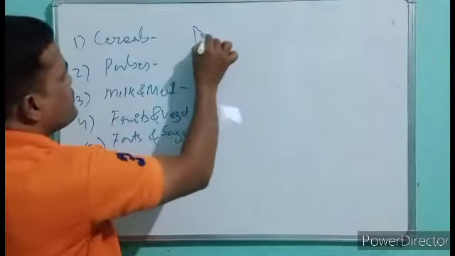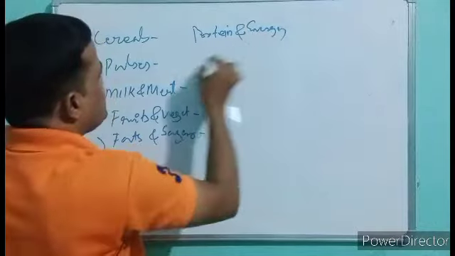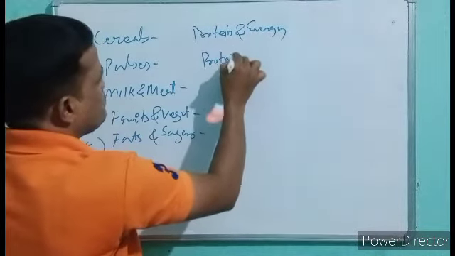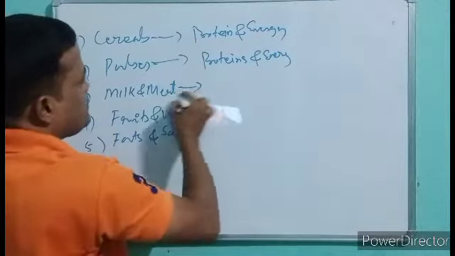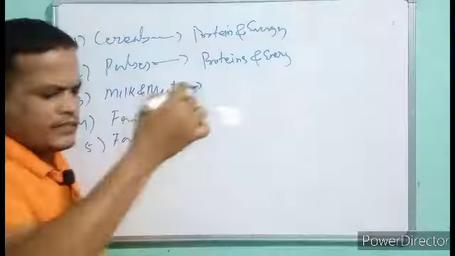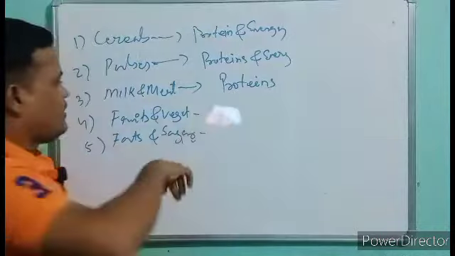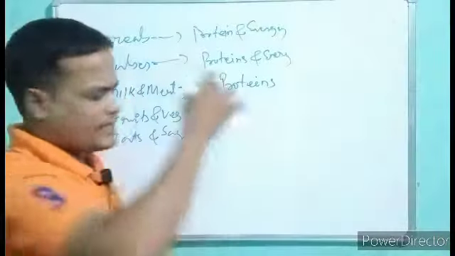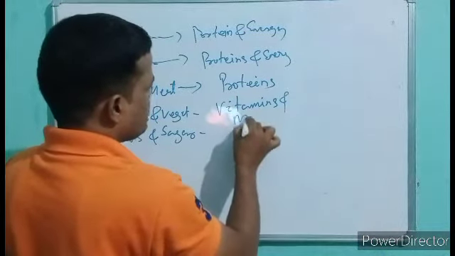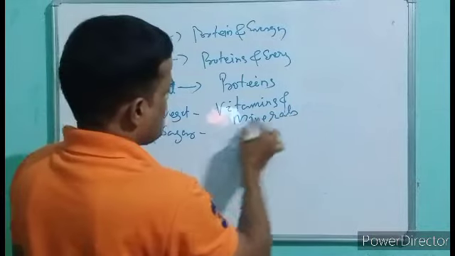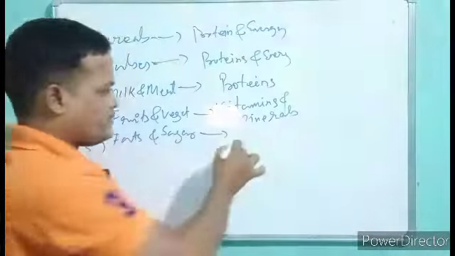So they provide protein and energy. This also contains proteins and energy. Is it right? Milk and meat contain proteins. And fruits and vegetables contain what? Vitamins and minerals. And the last one, fats and sugar, they contain what? Energy.